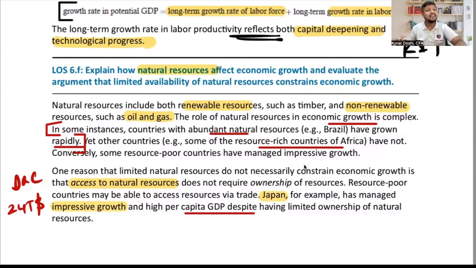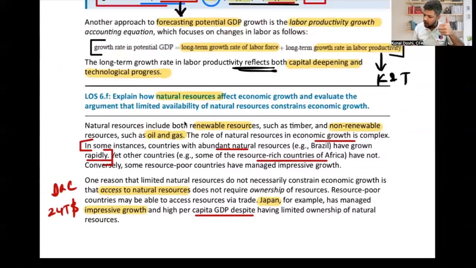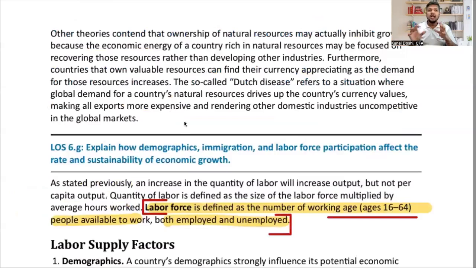This is one very important thing I wanted to mention, that natural resources, yes, do help in economic growth, but it's not the concentration of natural resources, but the access which is more important. Understood, right? But there are some contrarian views about having natural resources also.